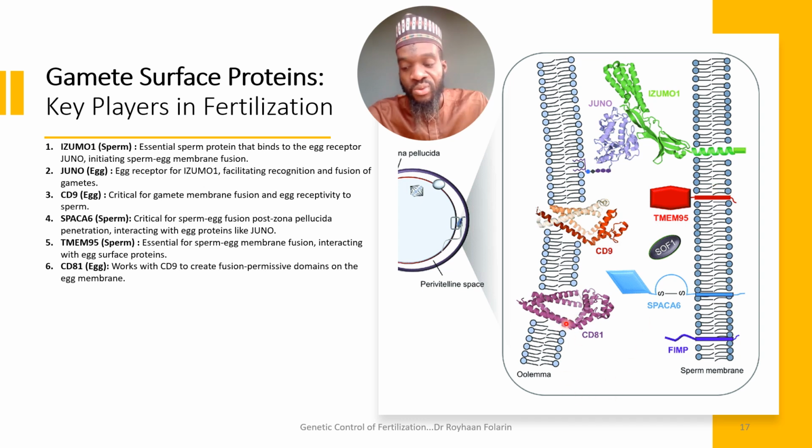Next is CD81. CD, you can rightly guess, stands for cluster of differentiation as well. So that's cluster of differentiation 81. It's another member of the tetraspanin family, and it works with CD9, which we showed here, to create fusion-permissive domains on the egg membrane.